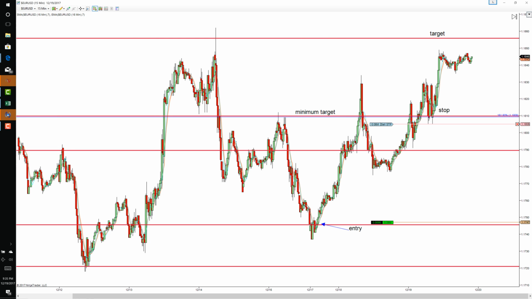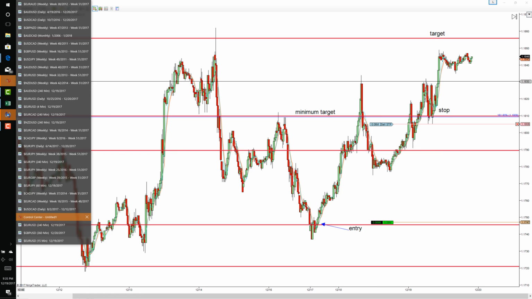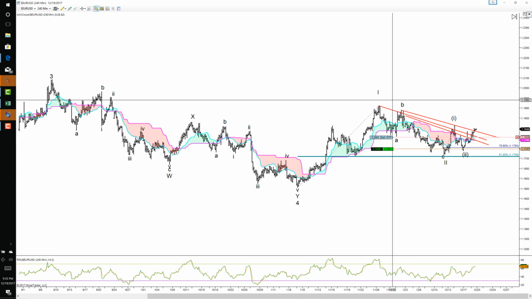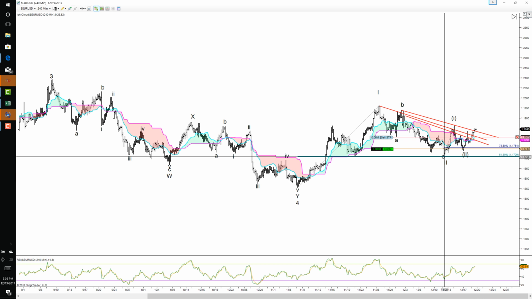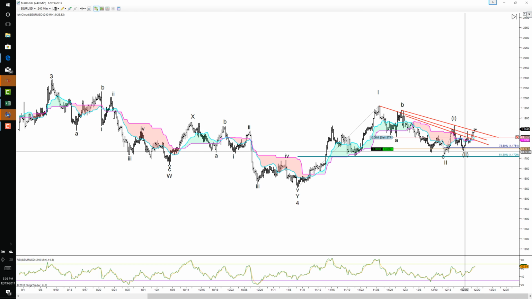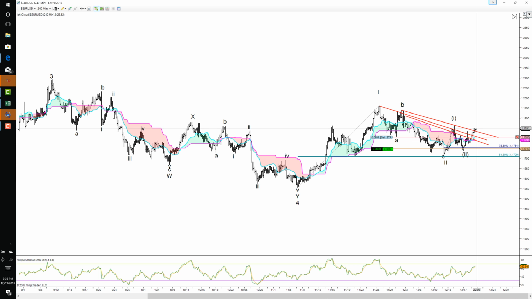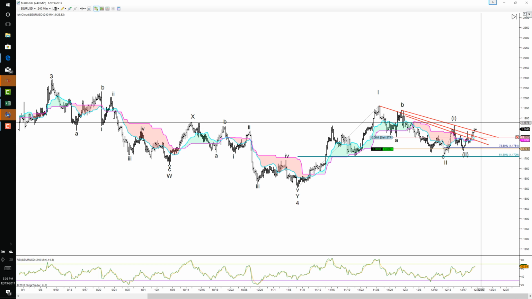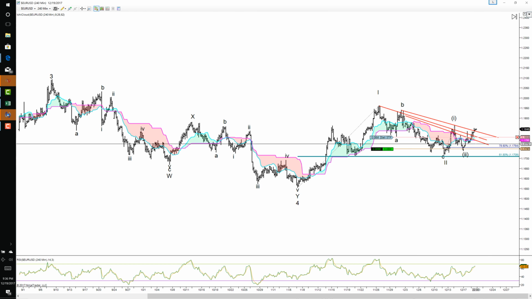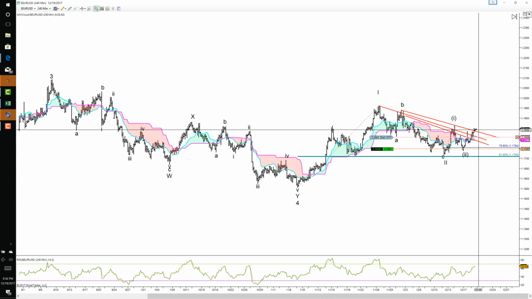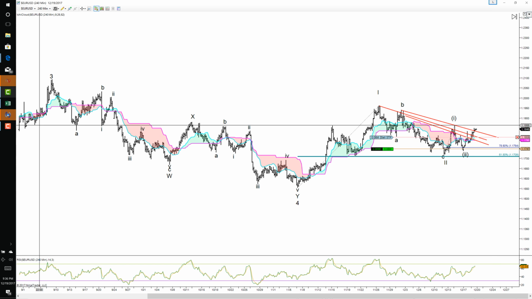So going to a 240, as you can see, this is wave 2 ended here, wave 2. This is 1 here, 1 of 3, 2 of 3, and then I'll have a 1, 2, possibly the start of wave 3 that should go above 1860. And also you can see that price went through all my trend channels. So I'm expecting price to either consolidate near the 1820 level or just continue going higher.